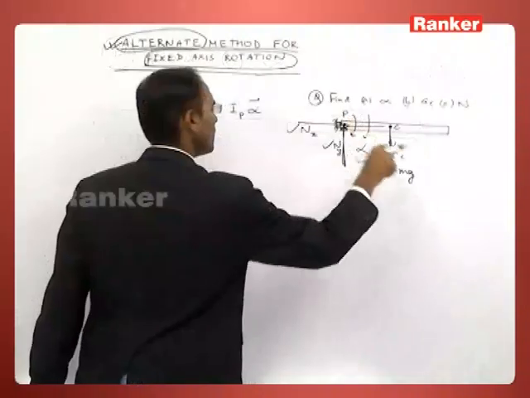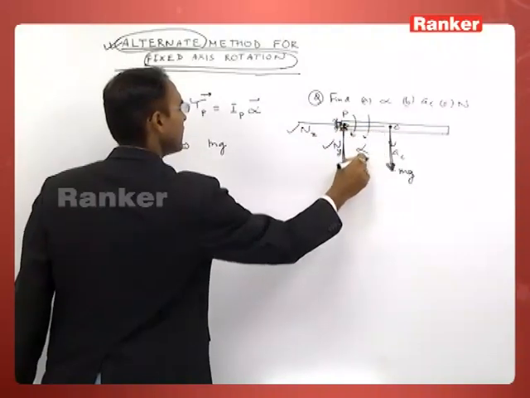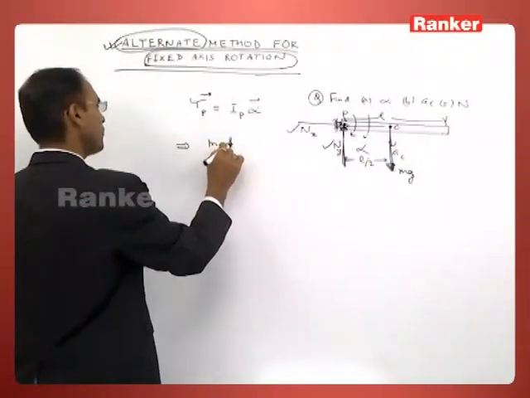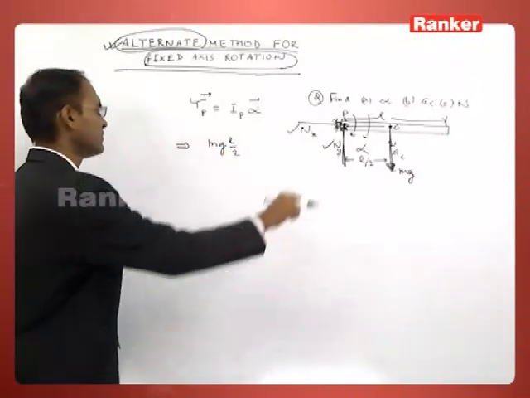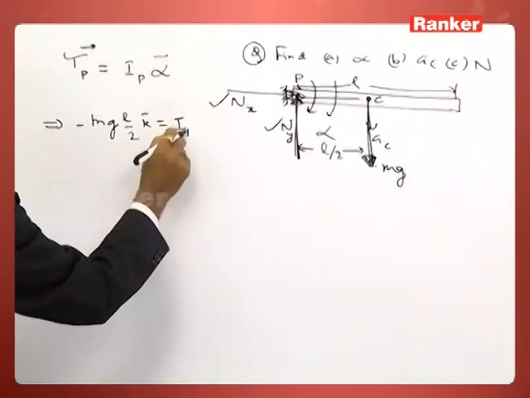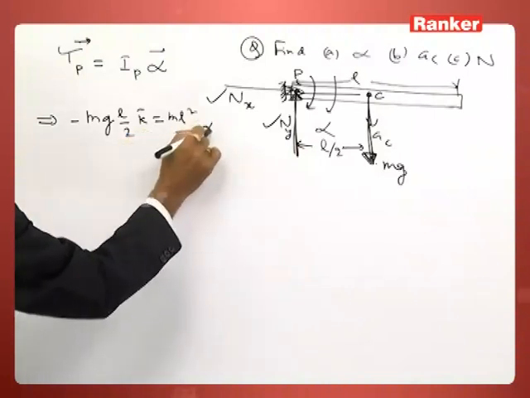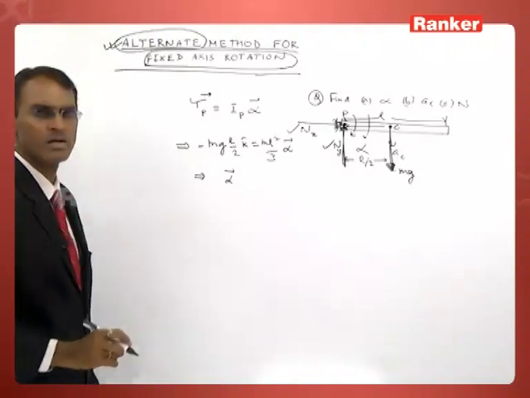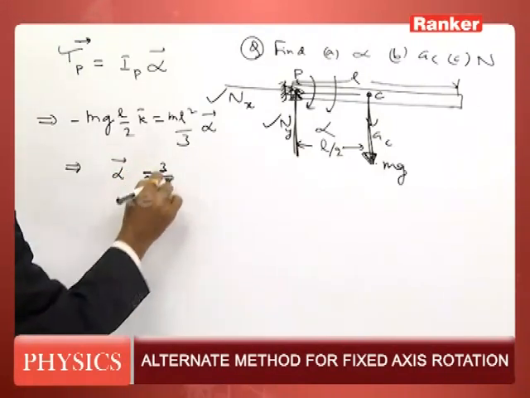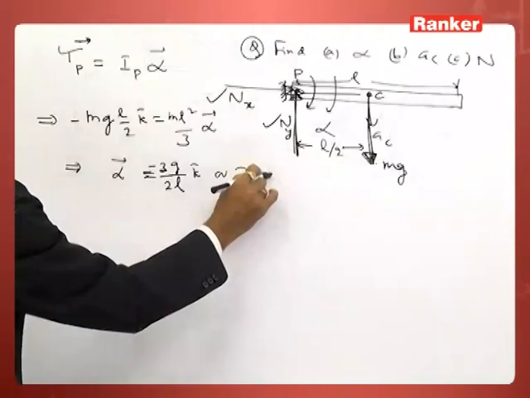The gravity will produce a torque in clockwise sense, that is equal to mg into this distance. If L is the length of the rod, then this distance is L by 2. Mg L by 2 is the torque. Which direction? Inward, or minus k cap direction. Ip, the moment of inertia of this rod, if it is uniform, is mL square by 3, into alpha. This gives us alpha is equal to 3g by 2L, minus k cap, or clockwise, or in.